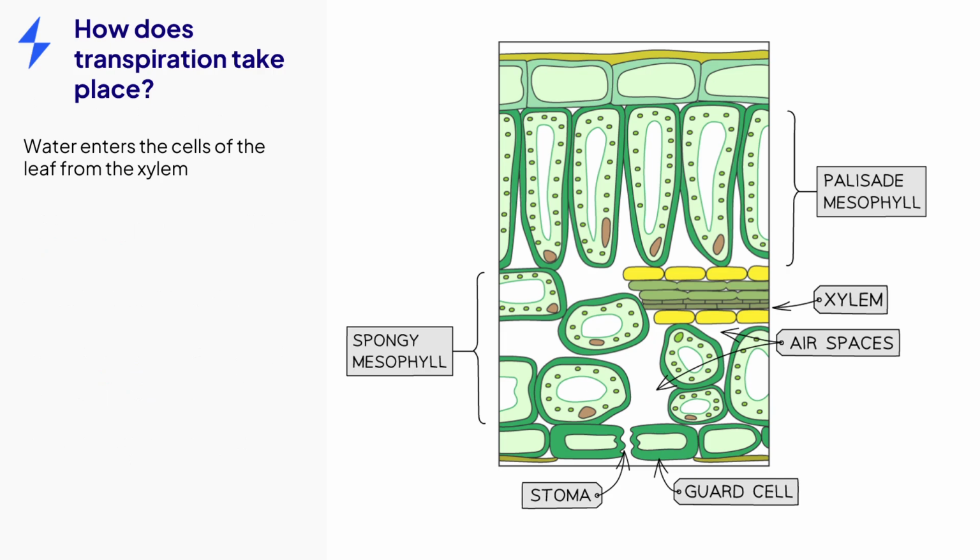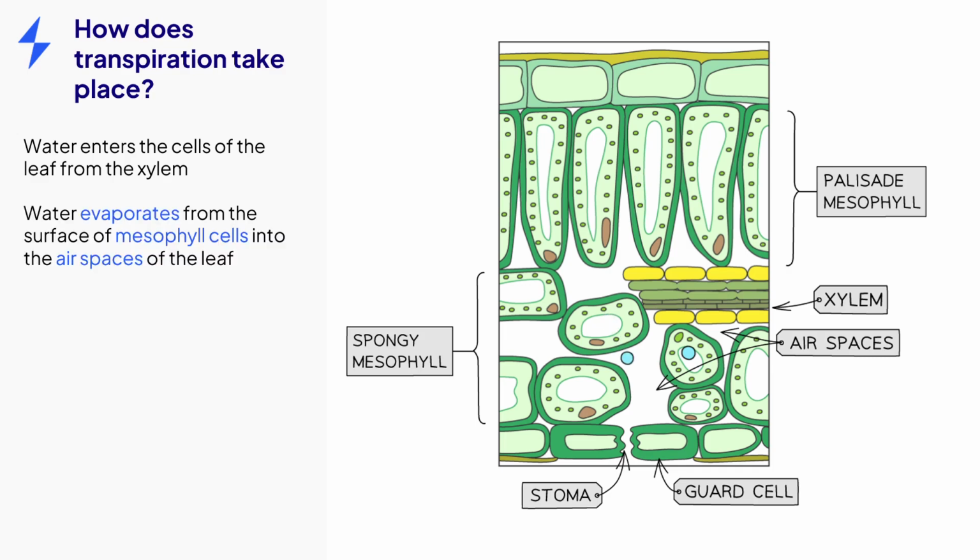When water reaches the leaves, it moves out of the xylem vessels and into the cells of the leaf. Some of this water will enter photosynthetic cells where it can be used in photosynthesis, and some will evaporate from the surface of cells in the spongy mesophyll layer into the leaf air spaces.